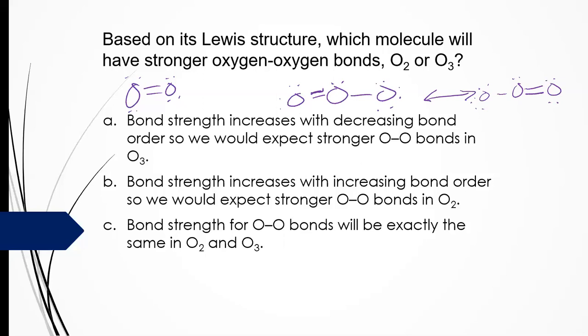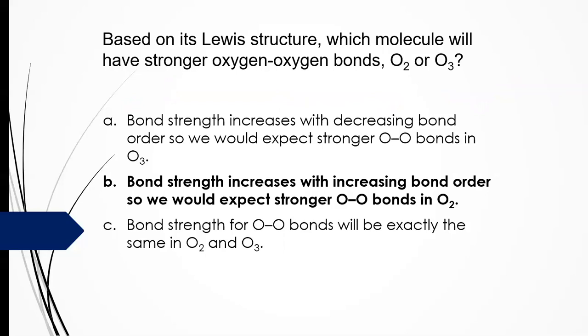So when we're looking at this, remember that bond strength increases with increasing bond order. While the oxygen-oxygen bond in our ozone has a bond order of 1.5, because we have to add both resonance structures and divide by 2, the O=O bond in oxygen has a bond order of 2. So we should expect the strength to increase from O3 to O2. We're expecting a stronger bond inside of that O2 because of the higher bond order.